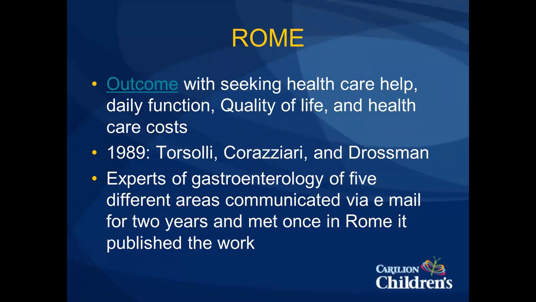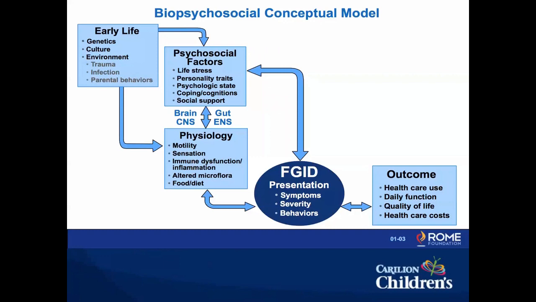So three adult gastroenterologists got together and developed a series of communications, through email at first, and then they actually got together in Rome to discuss this particular conglomerate of symptoms affecting patients with not necessarily a disease, but something they thought was a function-related problem, and they got together to characterize all these symptoms. And this is the biopsychosocial concept model, as I said: early life events affecting psychosocial factors, and physiology, together with brain and gut interaction, triggering functional gastrointestinal disorders.